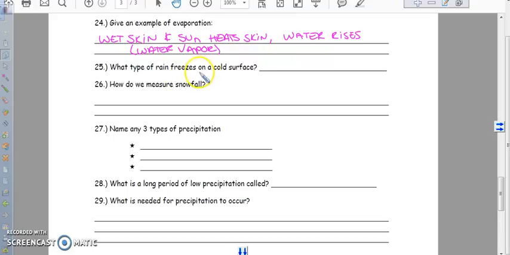What type of rain freezes on a cold surface? Well, freezing rain. How do we measure snowfall? If you've ever seen it on the weather or seen people outside, people just use a ruler, or they melt the snow and measure the liquid.